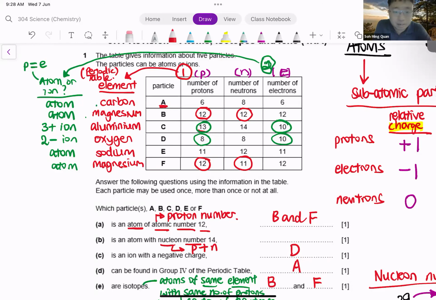So which one will have nucleon number 14? So the answer is P plus N equals 14. So the answer is A, right? 6 plus 8 gives you 14.